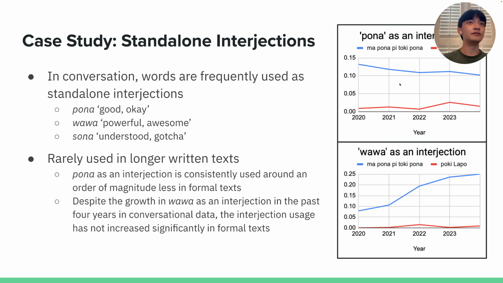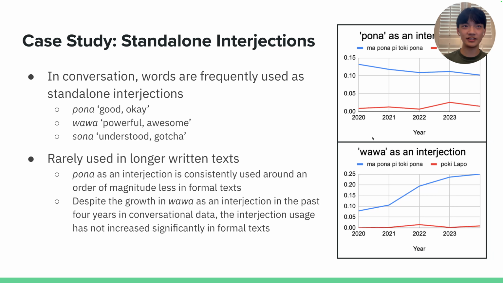Another thing that I noticed and validated with this data, not really a change, is standalone interjections. My parser is also able to see, oh, if there's no li or verb in the sentence, then it's probably an interjection. And so we can see pona as an interjection, and pretty much all words as an interjection, are used way, way, way more frequently in informal conversation, which makes a lot of sense because interjections are often just used for acknowledgments or really simple things that you want to reply to someone or exclaim. And that's definitely more conversational.